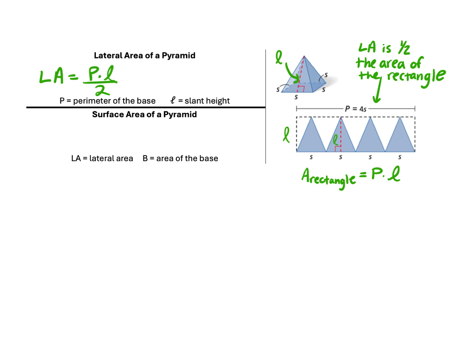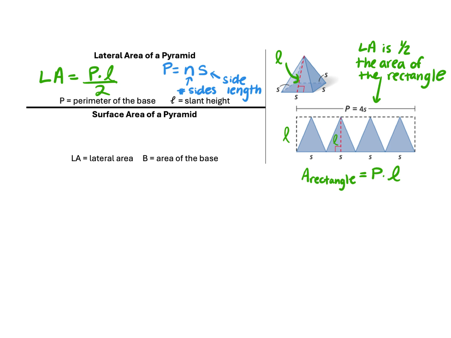Recall that the perimeter of the base is equal to the number of sides times the side length. So N refers to the number of sides, and S is the length of a side. And this formula only works for regular pyramids. So all of the sides in the base are going to be the same.